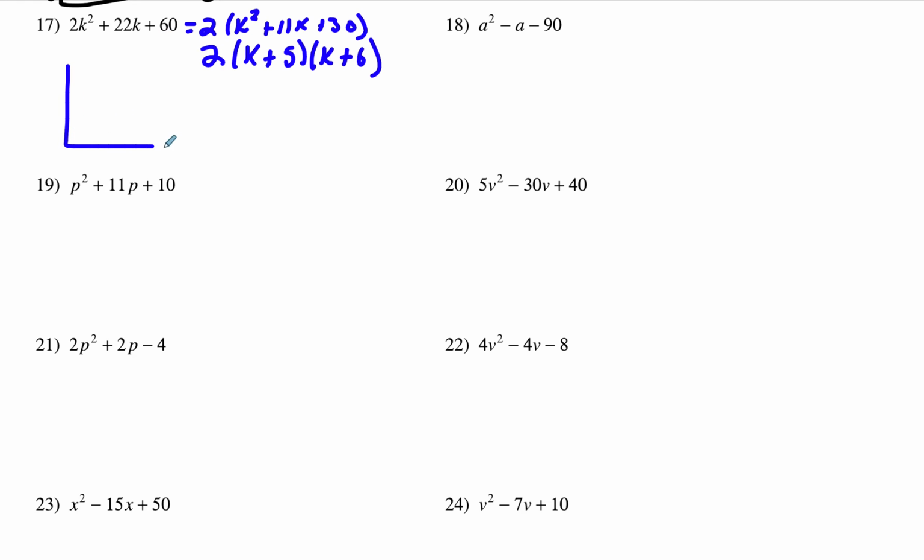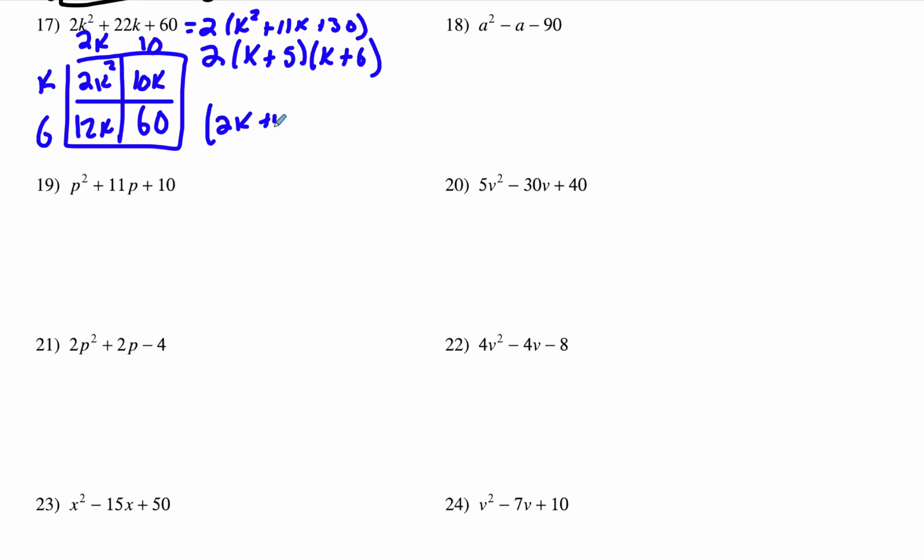If I go with the original box, you can see I get 2k squared. I get 60. So this is 2k and k. Now, how can I multiply and get 60? Well, what I know is that I could do 10 and 6. If you do 10 and 6, it actually works out because you get 10k plus 12k, which is 22k. So you get 2k plus 10, k plus 6.